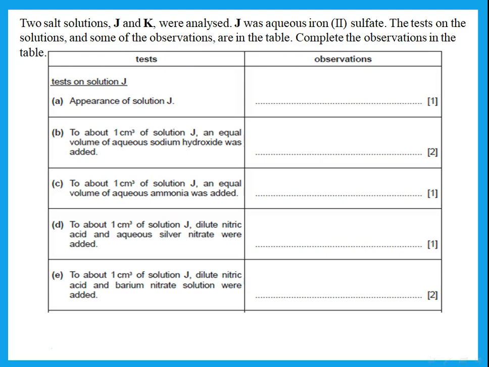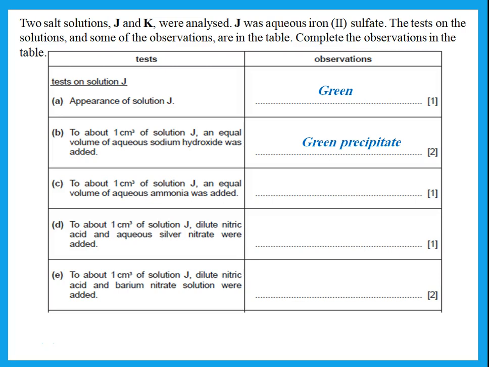Another question, two salt solutions J and K were analyzed, and he's telling me that J is iron 2 sulfate. So, tests on J. Appearance of solution J. If solution J is iron 2 sulfate, remember iron 2 compounds have what color? Iron 2 compounds are green, the same color as the precipitate that we get when we test with sodium hydroxide. To about 1 centimeter cubed of solution J, which has iron 2 sulfate, I added sodium hydroxide. What happens if I add sodium hydroxide to iron 2? Green precipitate. That's why you have 2 marks: precipitate is 1 mark and green is the other.